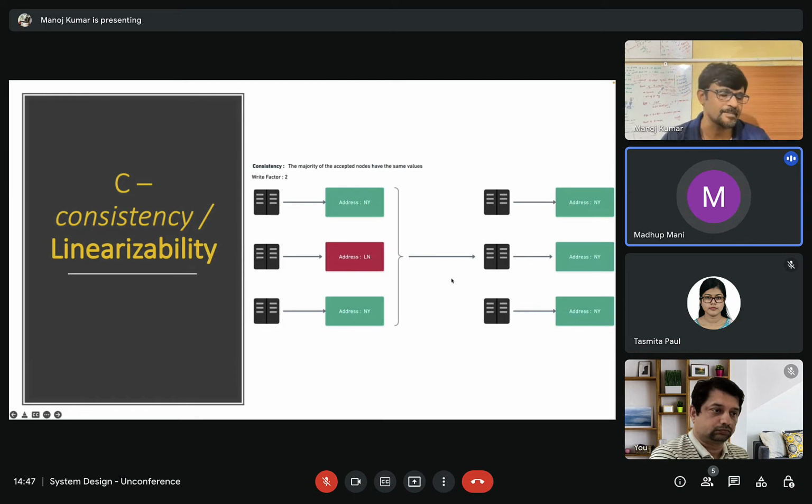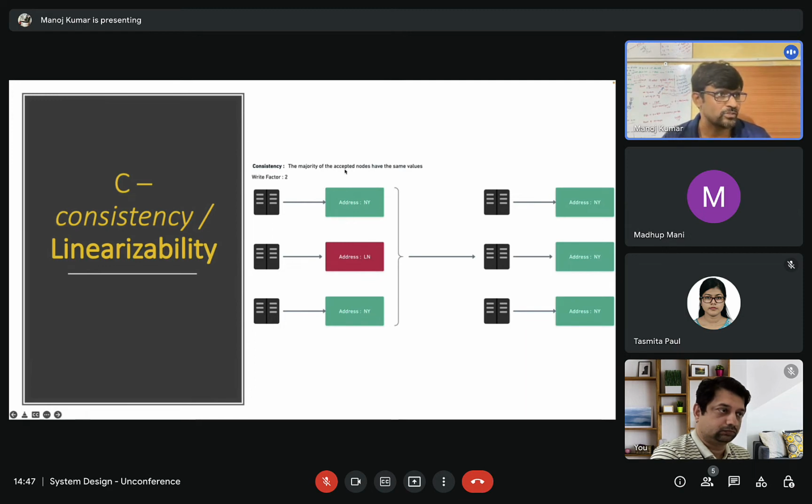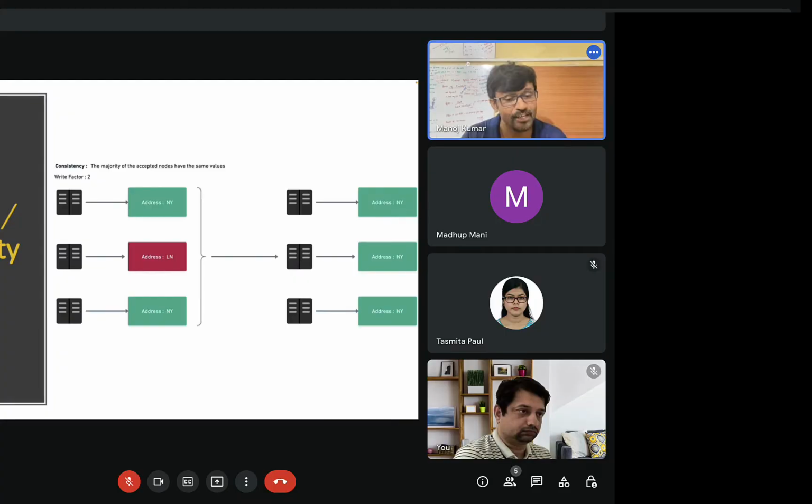Okay, so you want to say that first it is writing into the master, and then from the master, whatever right factor you have associated, the replication is happening across the nodes. Yeah. Majority of the nodes, majority of the accepted nodes have the same value. That's the bottom line. So when we tell the right factor is 2, then the 2 nodes in your system should acknowledge to the master saying that I'm having the latest data, and then the master would send back the acknowledgement saying that it is successfully written.